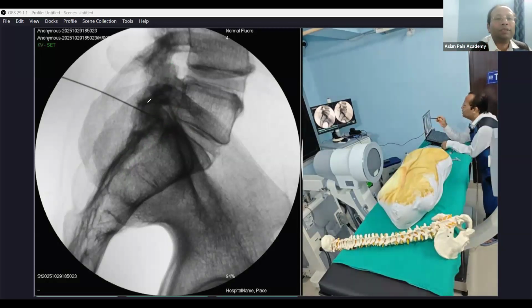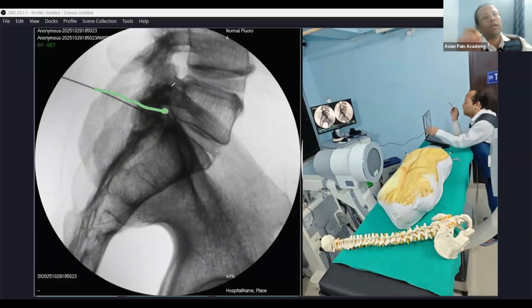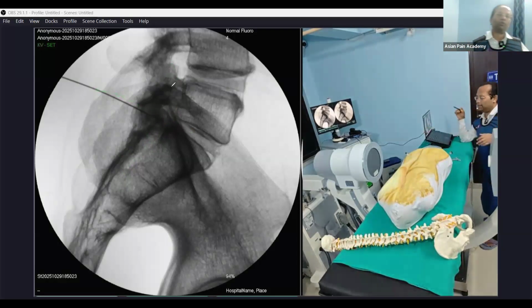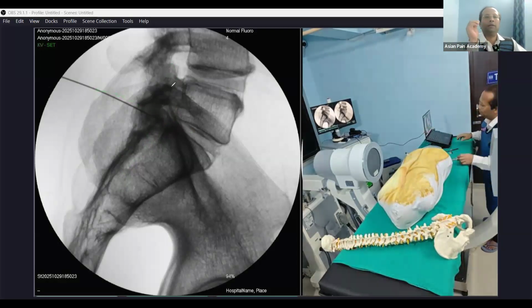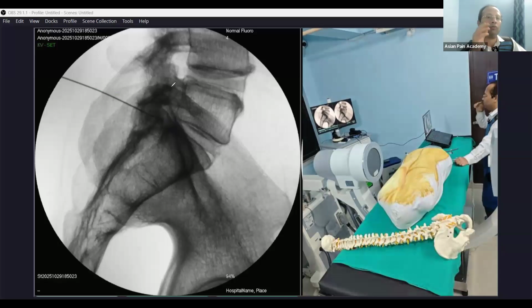And if you want to go in a subpedicular approach, then your needle has to come in this way. Okay. Every time you may not get space for subpedicular approach in this area, but for Kambin's triangular approach, most of the time the space is there. Okay.